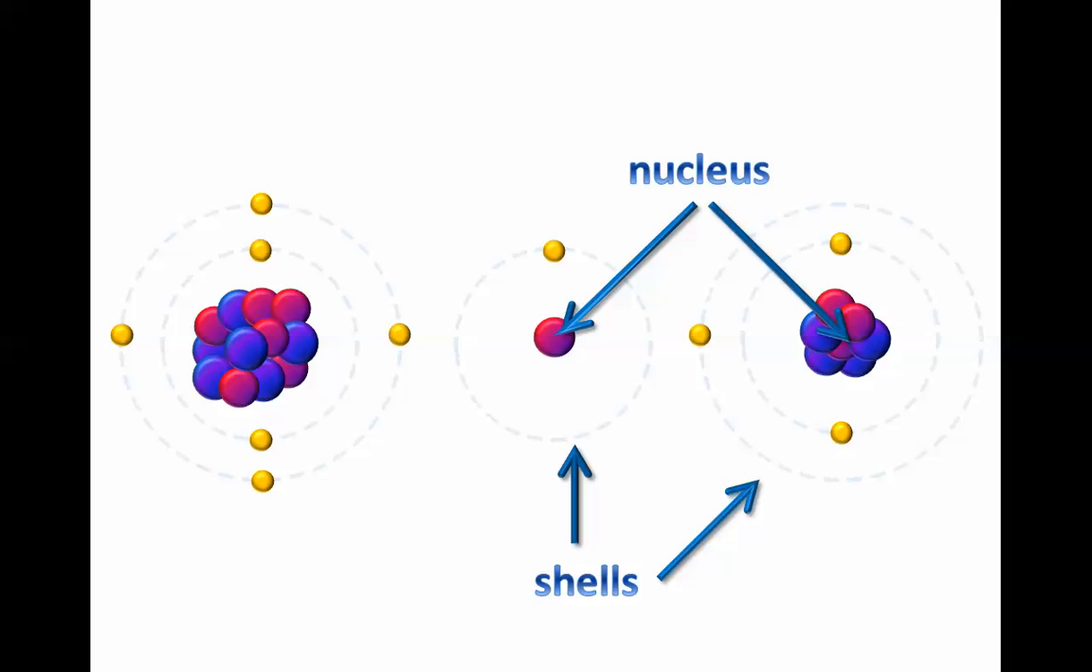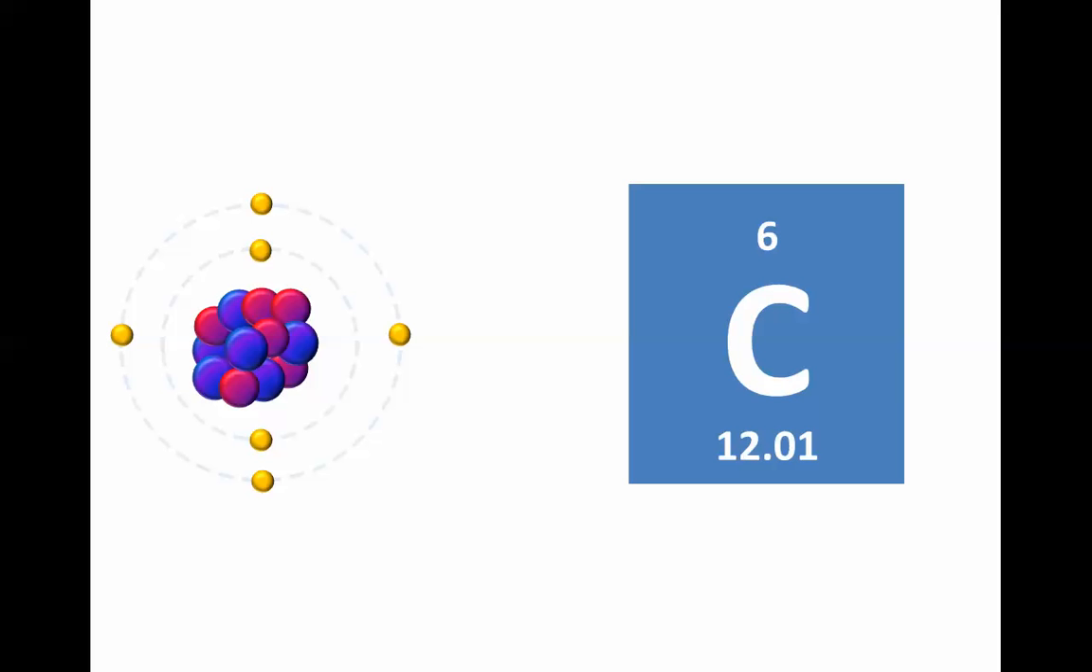Outside the nucleus, in shells, or sometimes called orbitals, I'll find the electrons. So protons and neutrons are found in the nucleus, and then orbiting or zipping around outside the nucleus, I'll find electrons in their electron shells. Let's take a closer look at the atom on the left. It just happens to be carbon, and on the right we see the atomic symbol of carbon.